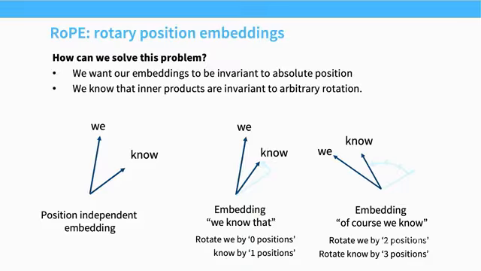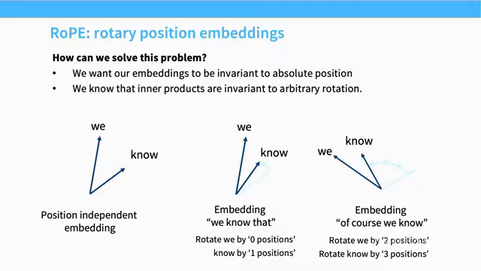And that's my one position rotation. Now, what happens if I apply the same idea to the following sequence? Of course we know, right? In this case, "we" and "know" are still adjacent. They're right next to each other. But their absolute position has shifted, right? "Of course" comes before "we know" now.